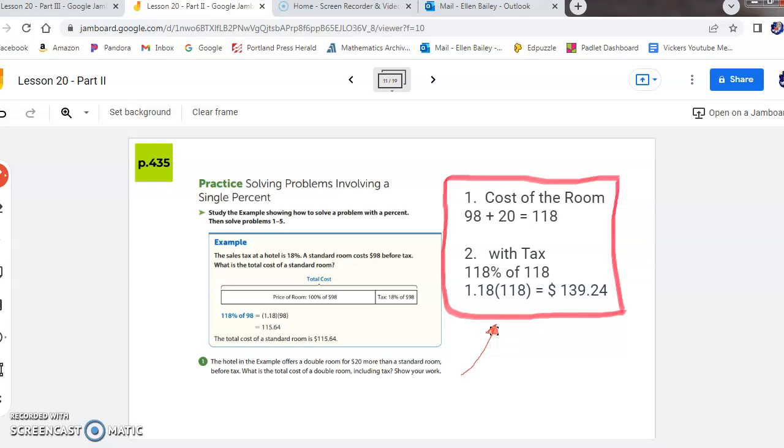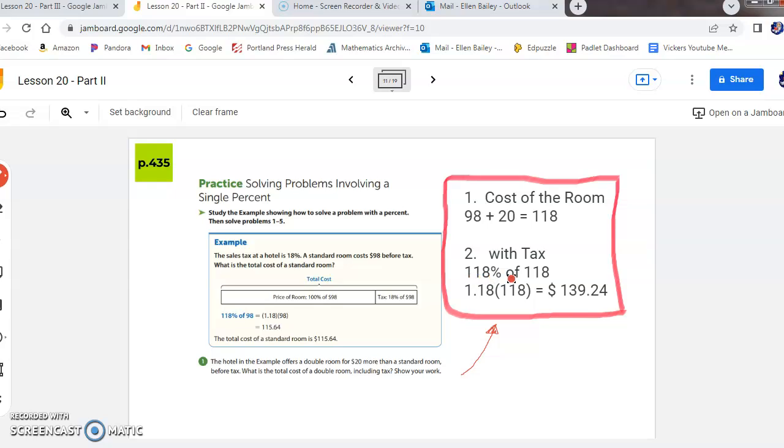There's 2 steps that we're going to use here. It says the hotel in the example offers a double room for $20 more than a standard room before tax. What is the total cost of the double room including tax? And then show your work. Okay, so before tax it was $98. Adding $20 gives you $118. All right, so here's what we need to figure out then.